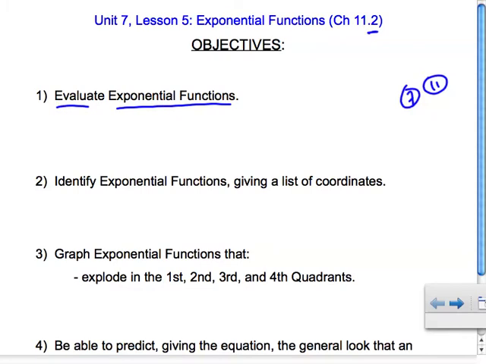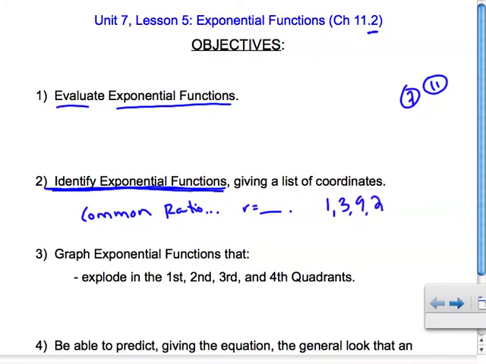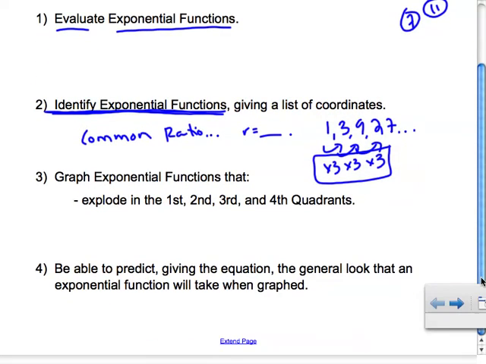We're going to talk about identifying if something actually is an exponential function. If you remember what the common ratio is, what r is equal to, and how to find it, for example 1, 3, 9, 27, and we look at what's going on here. If you can remember that from what we've done so far in Unit 7, that will be helpful in being able to say, is this something that's exponential as a function, or is it not exponential? And then the meat of our lesson today is going to be talking about graphing exponential functions.